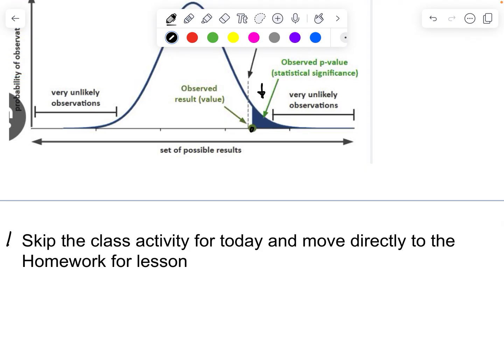Next, I want us to move not into the class activity, but directly into the homework for this lesson 4.8.